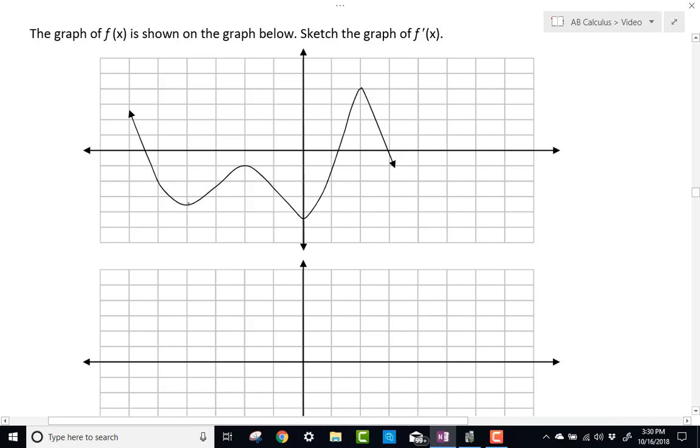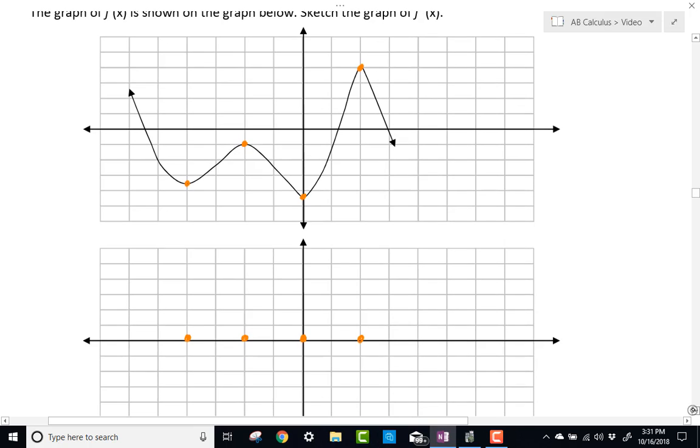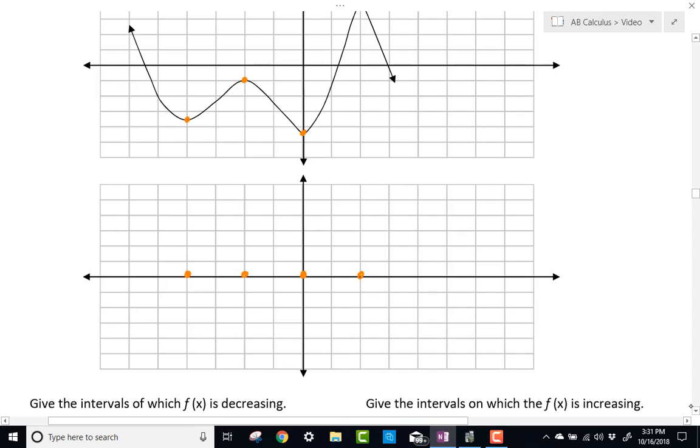Well, the first thing we know is that wherever f of x has minimums or maximums, the derivative is going to be equal to 0. So that's the first thing I'm always going to do is mark my zeros for my derivative. All right. So I've got those guys all marked out here, nice and neat. And then the next thing I want to do is look at where f of x is increasing and decreasing. So I know that when f is decreasing, that implies that f prime is less than 0, and I know that when f is increasing, that implies that f prime is greater than 0.